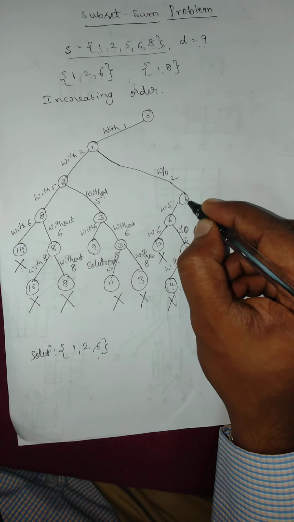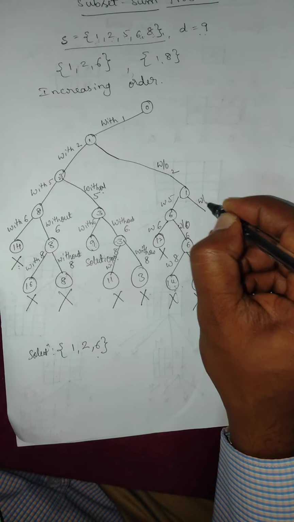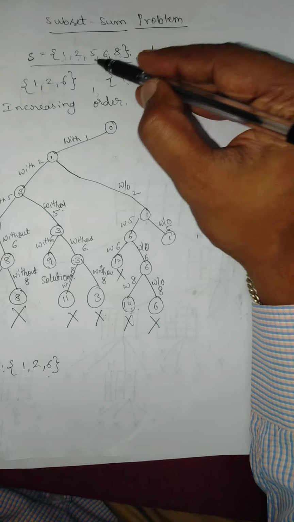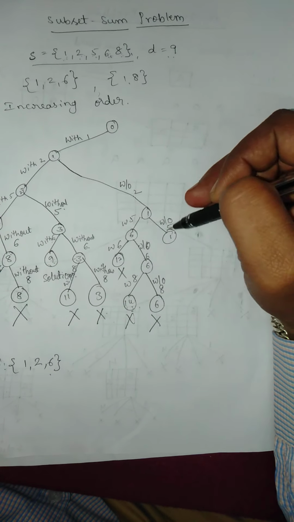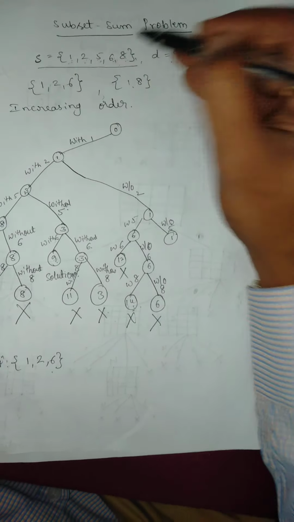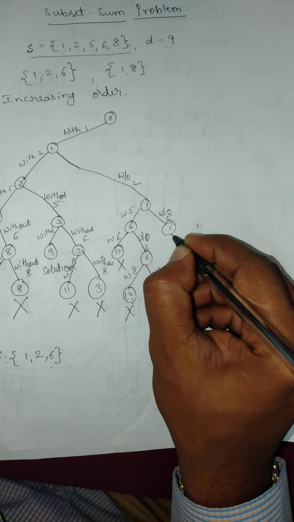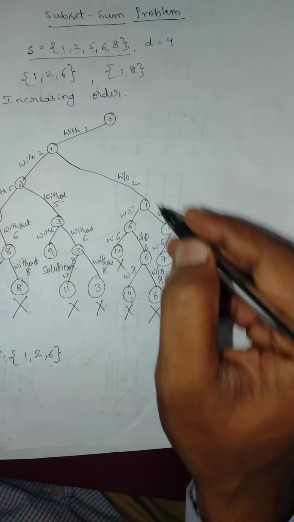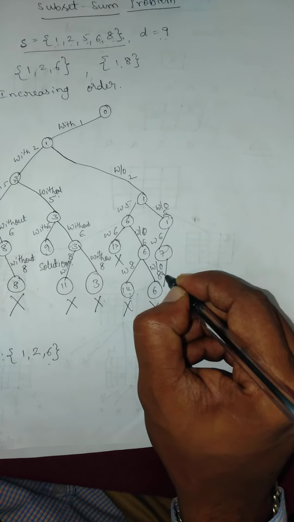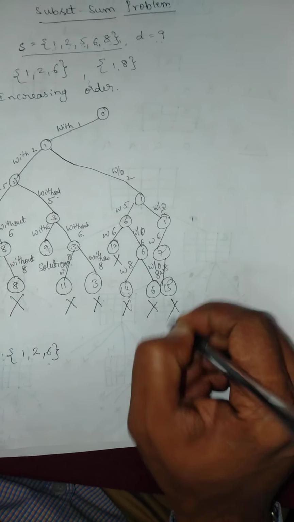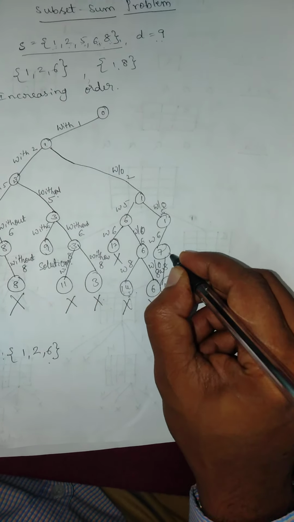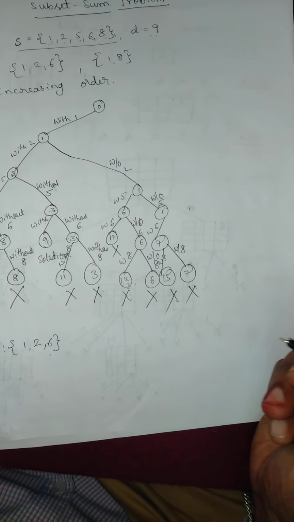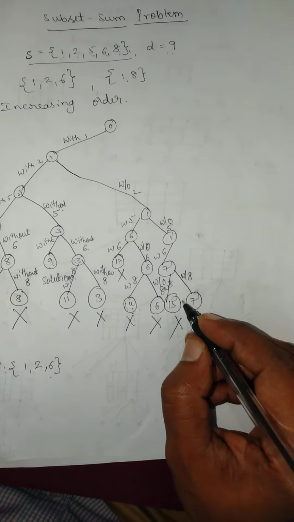Again backtrack to 1. So it is without 5. The sum is 1. So it is with 5 and without 5. After 5, which is the next element? 6. Okay, so now go for with 6. With 6, it is 7. Next, for 7 with 8, it is 15. Kill the subset. Track back. Without 8, it is 7. 7 is less than 9. Kill the subset. Track back.